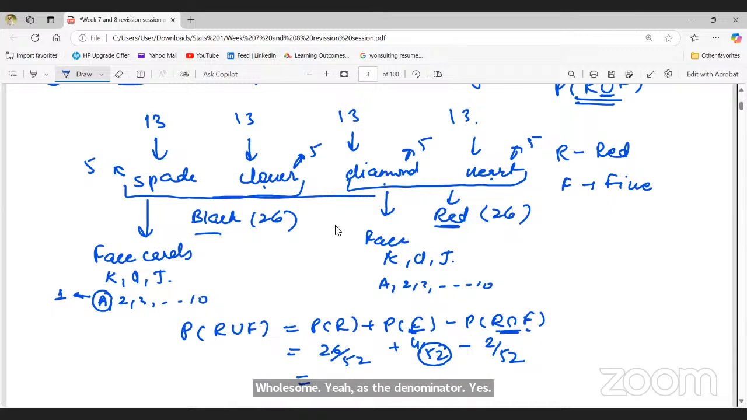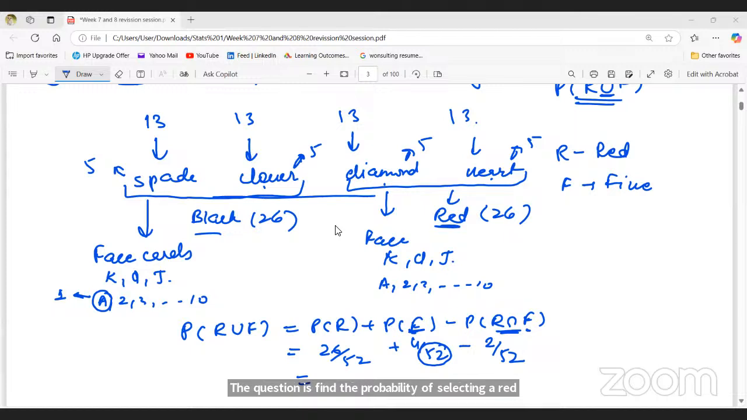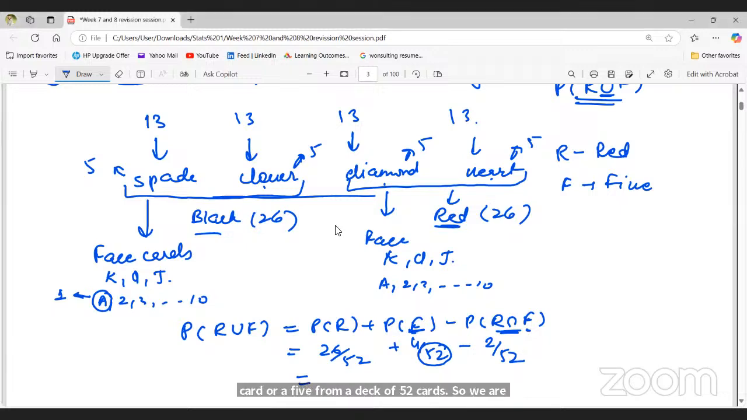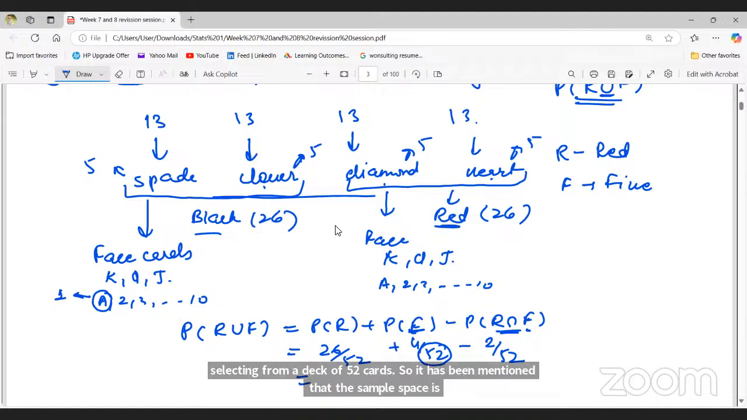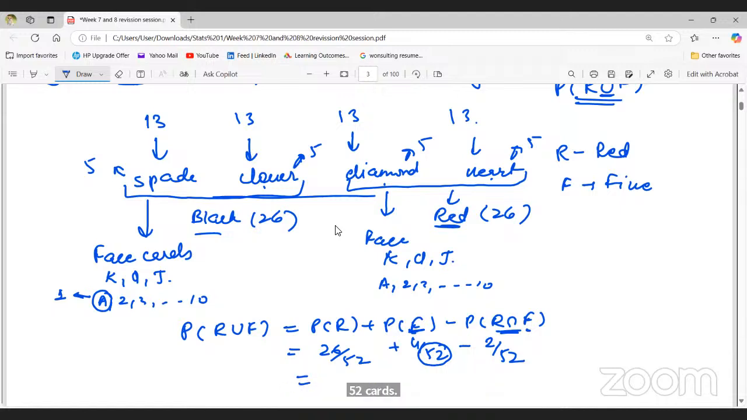But you should read the question carefully, because in the activity the question is: find the probability of selecting a red card or a 5 from a deck of 52 cards. So we are selecting from a deck of 52 cards, which means the sample space is 52 cards. If you just read the question, you will get to know which sample space you have to consider.